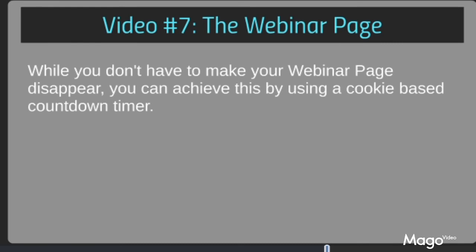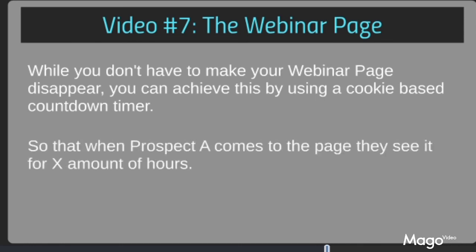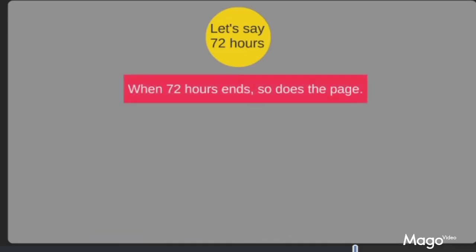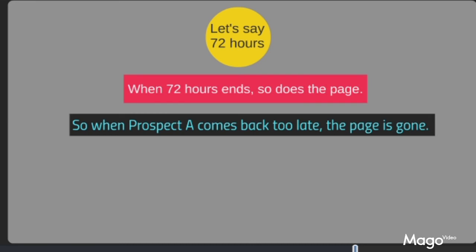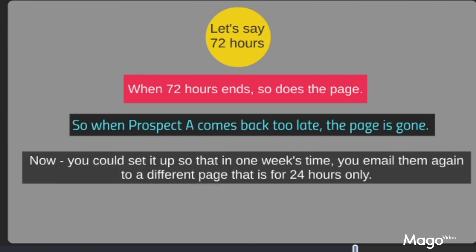Now, while you don't have to make your webinar page disappear, and you don't necessarily have to use the close or anything like that, you can achieve this if you want to do that by utilizing a cookie-based countdown timer. So that when prospect A comes to the page, they see it, let's say, for an X amount of hours, let's say 72 hours. But when they come and they're warned that, hey, it's actually going to disappear, when they come back to the page and it has ended, it will have disappeared. So 72 hours, it ends, so does that page. So if they come back, the page is gone.